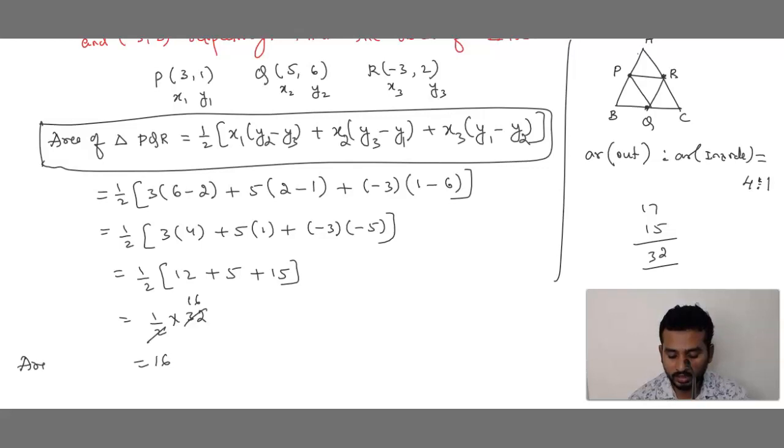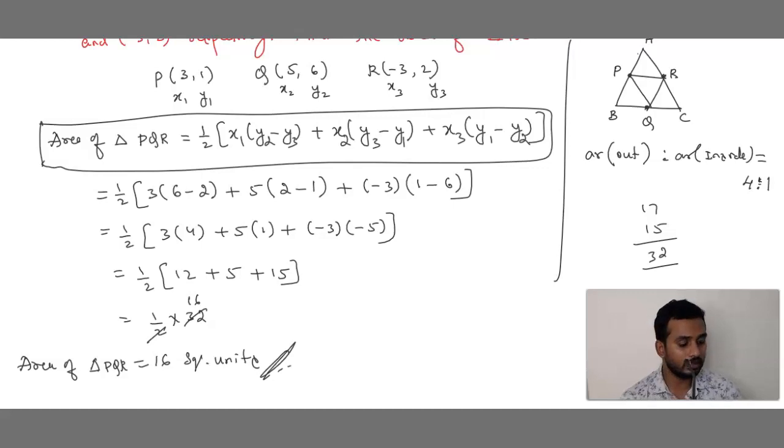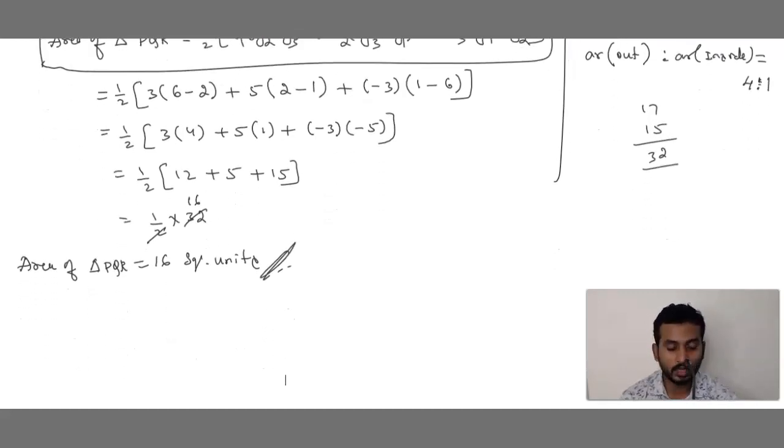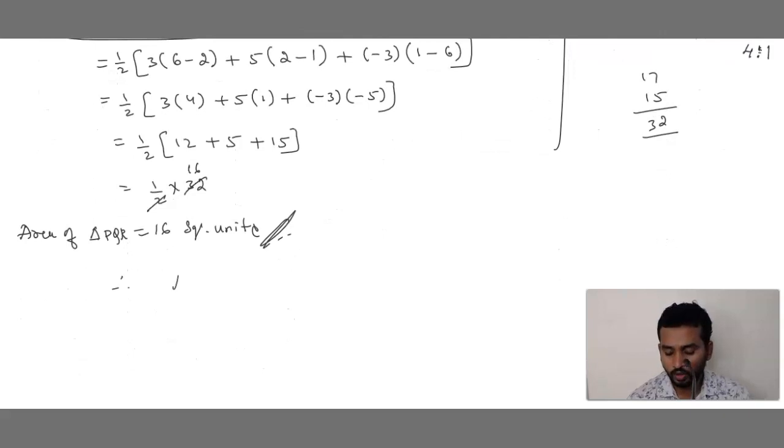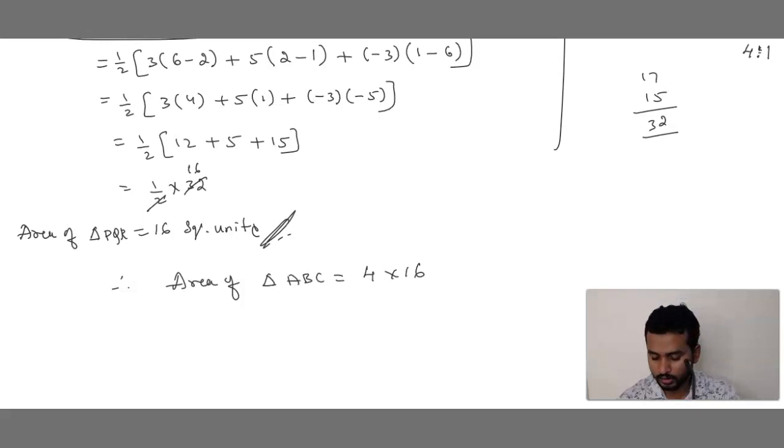What is the 16? This is area of triangle PQR. Area of triangle PQR is 16 square units. Now, therefore, area of triangle ABC is equals to 4 into 16. 4 into 16, sorry, 64. 16 into 4 is 64 square units.